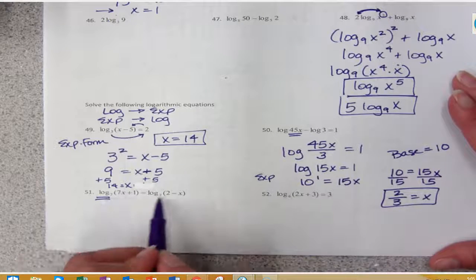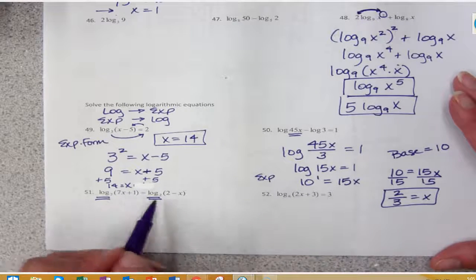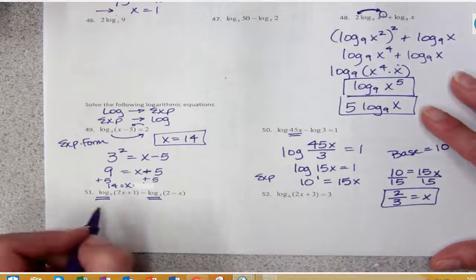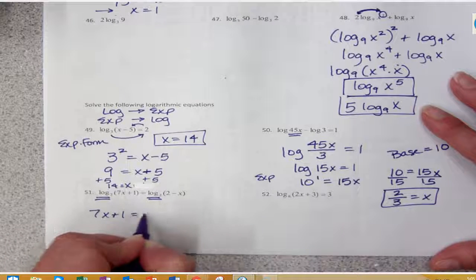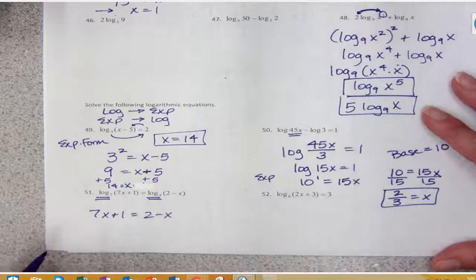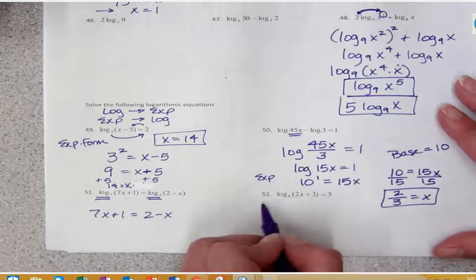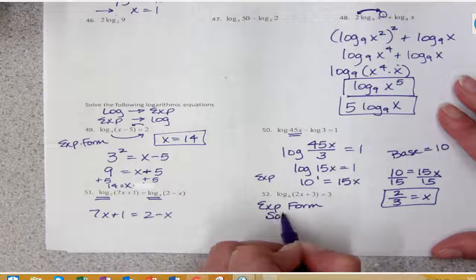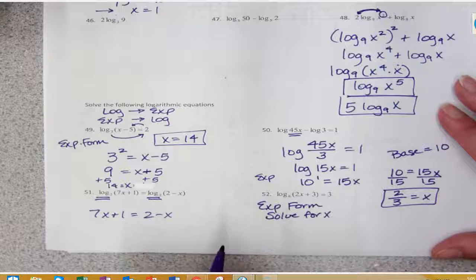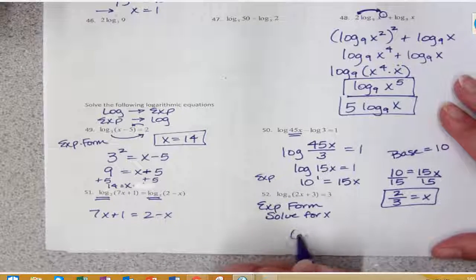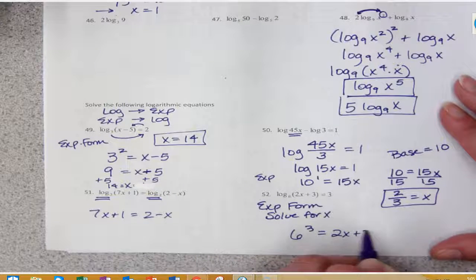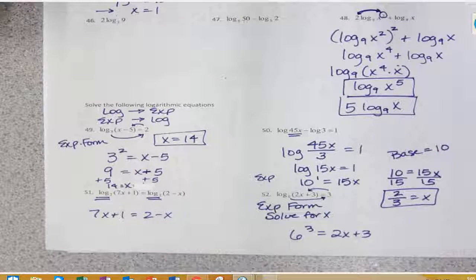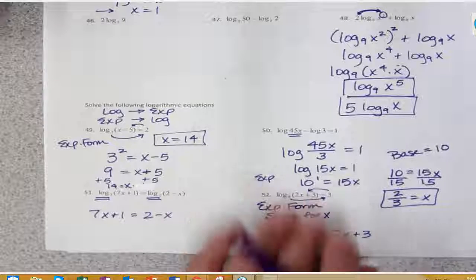Now, since you have log to the same base, you can take the logarithms away because whatever's inside the parentheses needs to be equal to each other. So you can just basically set these equal to each other and solve for x there. This you're going to want to put in exponential form and then solve for x. So that would be 6 to the 3rd power equals 2x plus 3. Got 6 to the 3rd power equals 2 minus 3. All right, hopefully that helps.